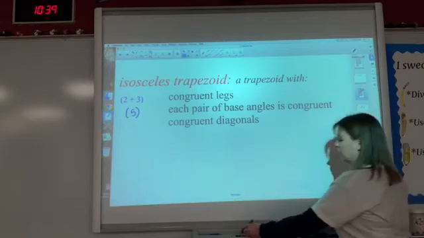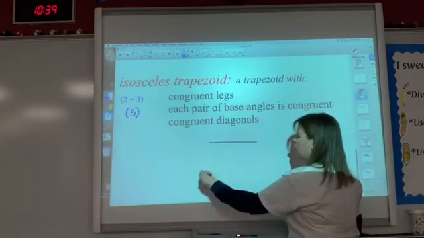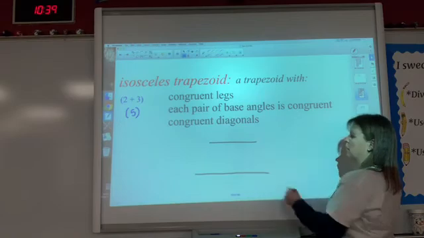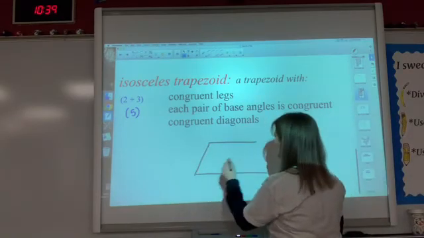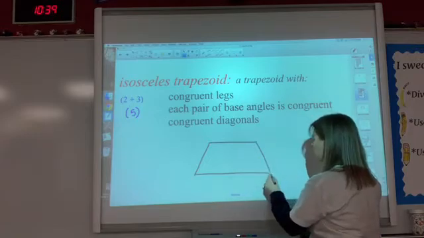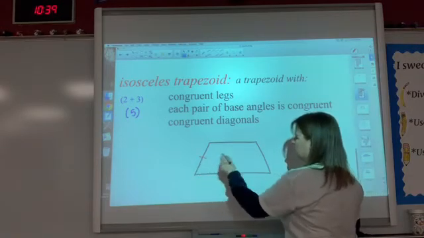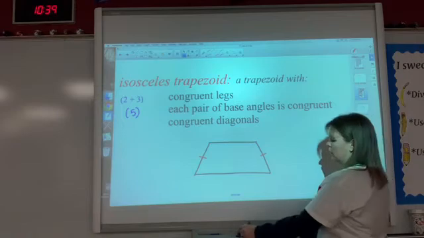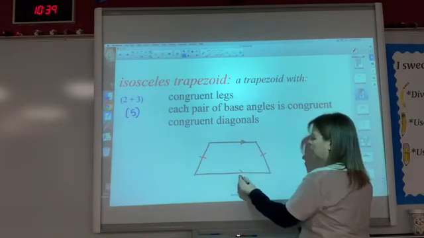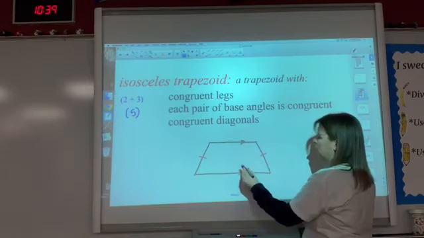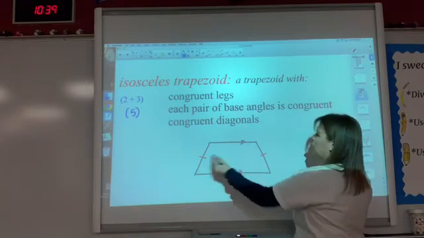It is a trapezoid, so we have two parallel sides, parallel to each other, but this time these legs are congruent. They're exactly the same size, so they're going to get tick marks. Parallel sides get the little triangles for parallel. That does not mean congruent, that's just parallel. Parallel sides, congruent legs.